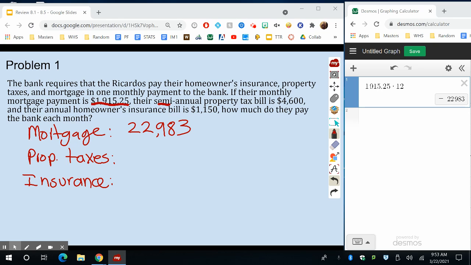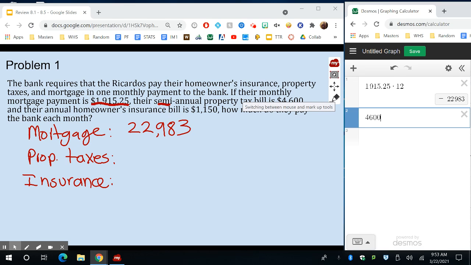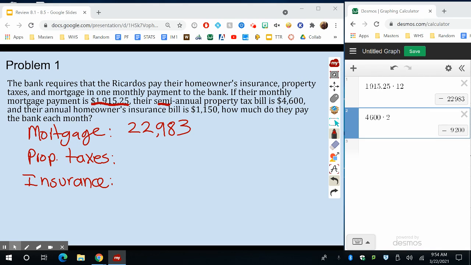Now, I'm going to do the next one, which is the property taxes, and they pay 4,600 semi-annually. That means that they make a payment two times per year. So I'm going to multiply by two, and I get 9,200. And the next thing is their annual homeowners insurance. It's already annual, so 1,150.